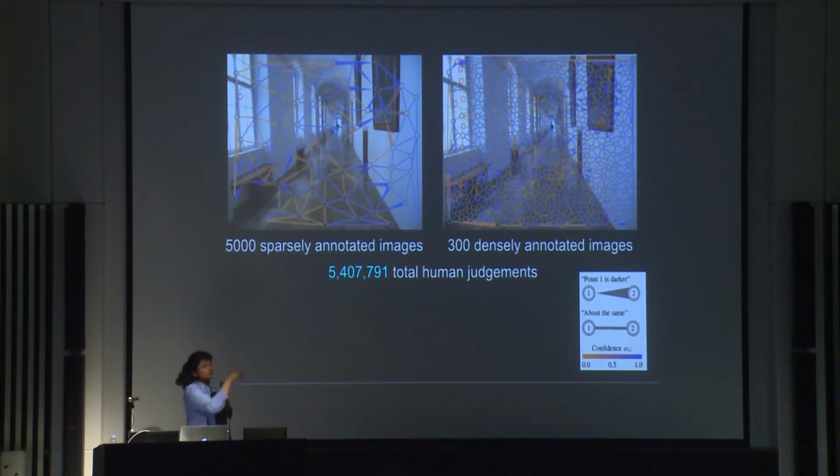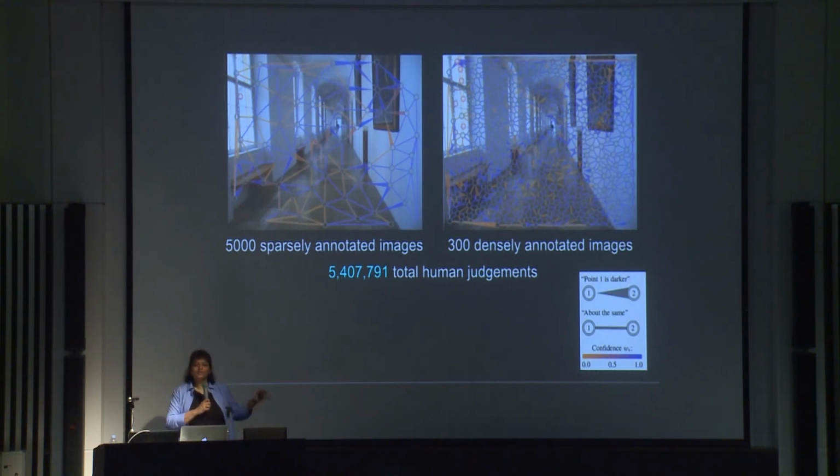So the left is how the sparse annotation looks. We've picked a few sets of points, about 100 points per image, 100 pairs per image, and on the right are the densely annotated images. Okay. In total, we have 5.4 million judgments, and now to understand how the judgments are, you can look at the legend on the bottom right.